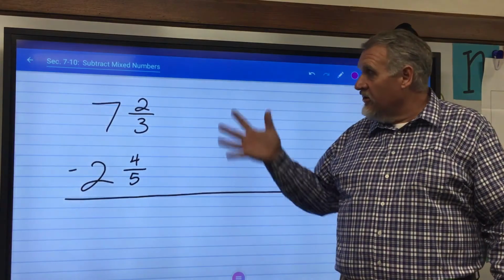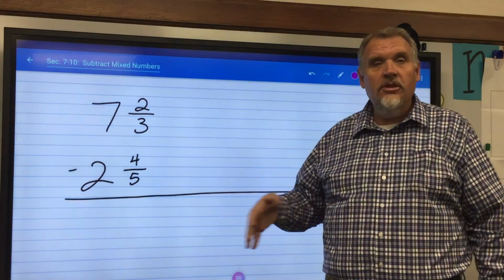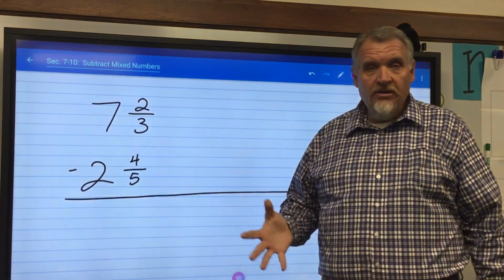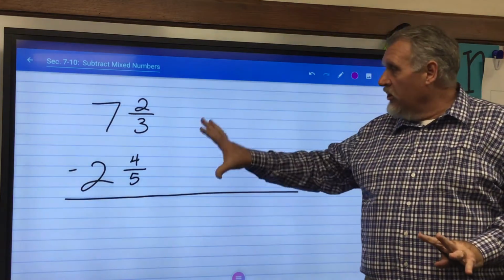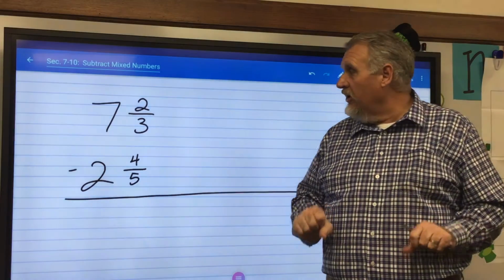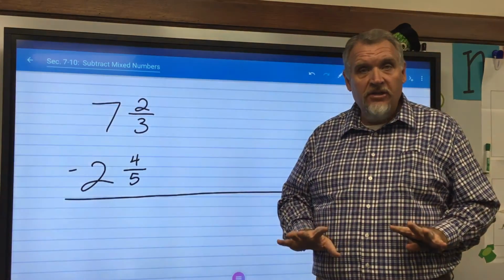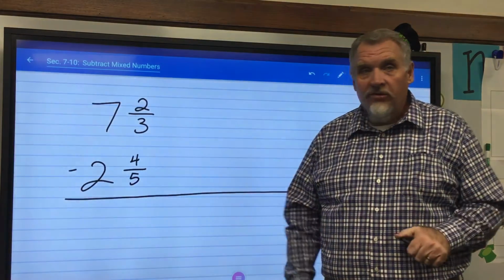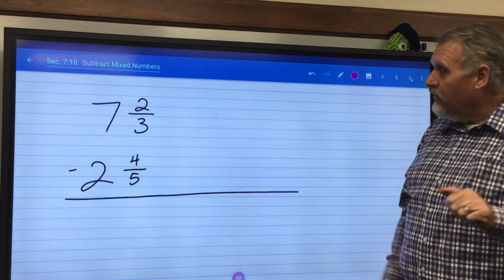This is a problem where we're going to have to do some borrowing and some regrouping and some renaming. Okay, so just want to go through one more example just to refresh your memory, just to make sure we're on the same page with this, and then I'll let you get started. So just probably not more than 4 or 5 minutes. Okay, so here we go.